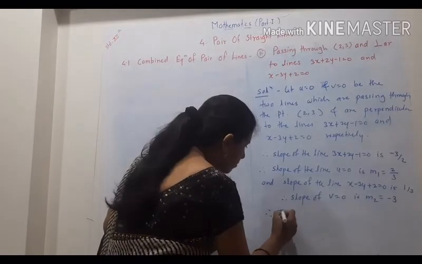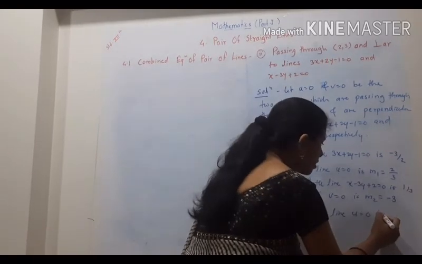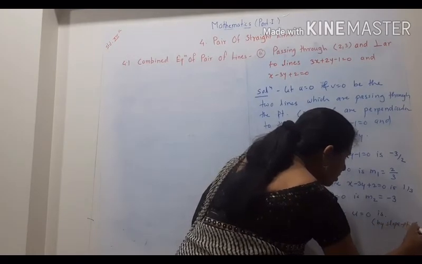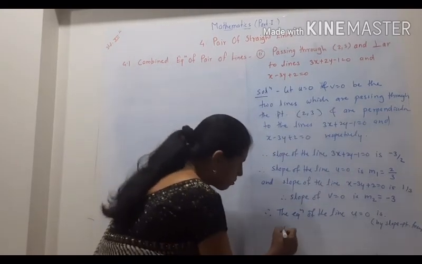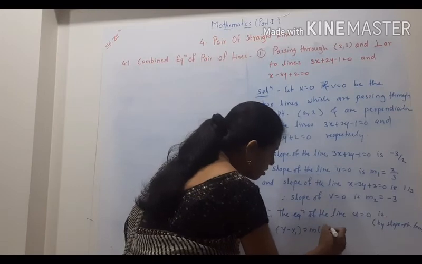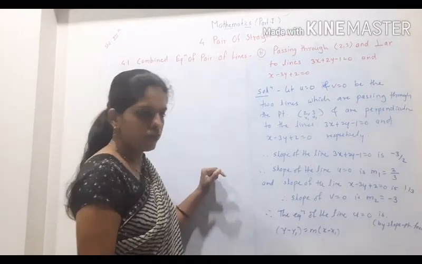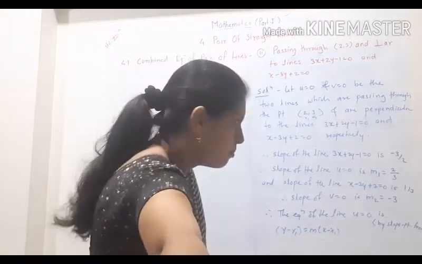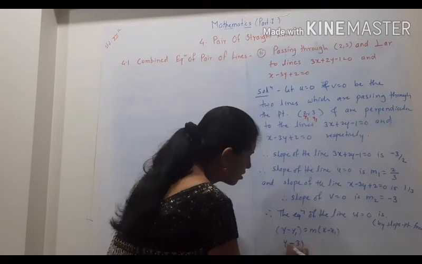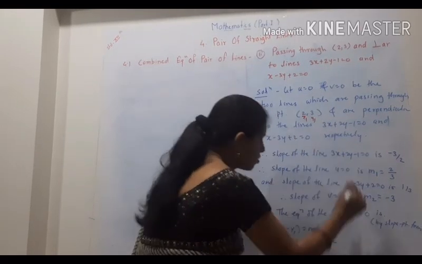Therefore, the equation of the line u = 0 is, by the slope point form, y minus y1 is equal to m into x minus x1. So what are the x1 and y1 now? Treat this point as x1, y1. So y minus y1, which is 3, is equal to the slope of u, which is 2/3, into x minus x1, which is 2.